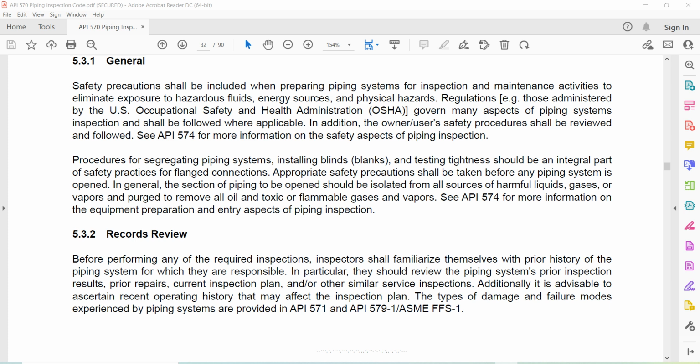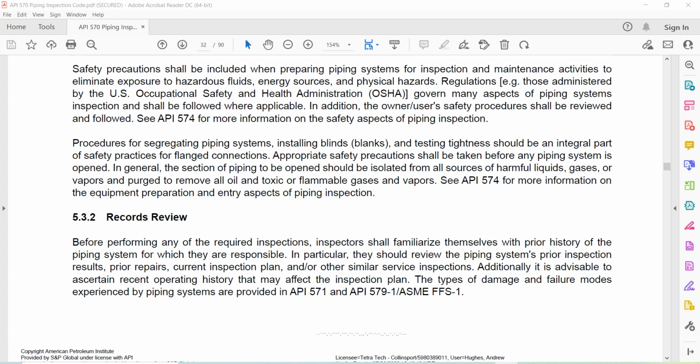Procedures for segregating piping systems, installing blinds, blanks, and tightness testing should be an integral part of the safety procedures for flange connections. Appropriate safety precautions shall be taken before the piping system is opened. In general, the section of piping to be opened should be isolated from all sources of harmful liquids, gases, or vapors, and purged to remove the oil and toxic or flammable gases and vapors. See API 574 for more information on the equipment preparation and entry aspects of piping inspection.